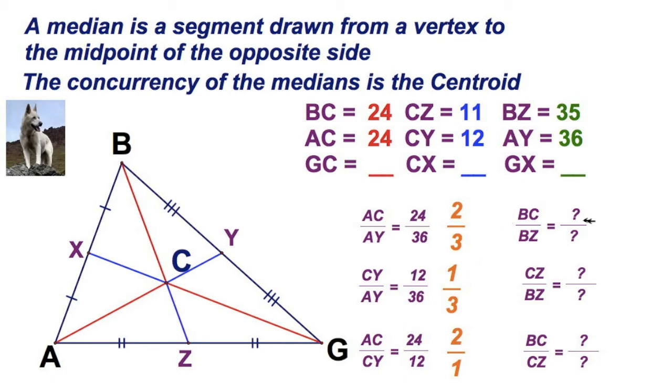So let's look at BC. Let's just take 24 out of 35. Now we're not going to be able to simplify that, and you're certainly not going to get it down to 2/3 because it's not perfect. Our measurements aren't perfect. Our instruments aren't perfect.